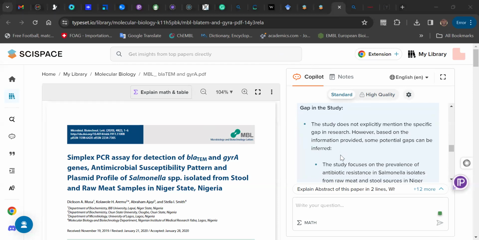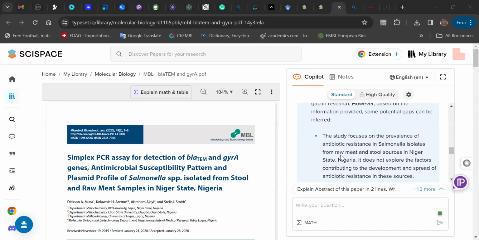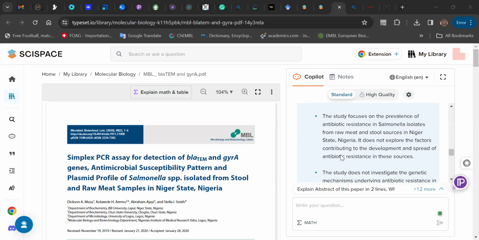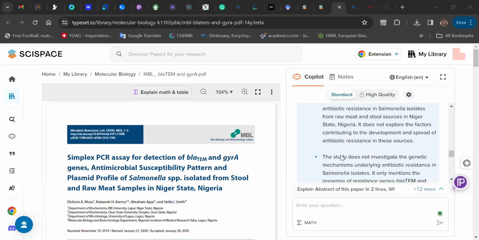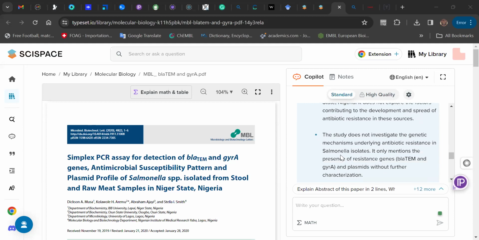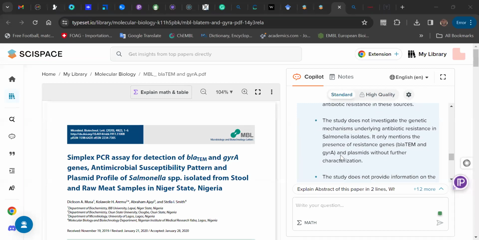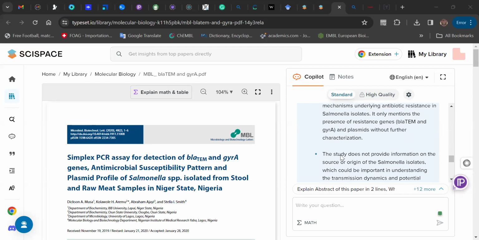Also, the study does not explicitly mention the specific gap in the research. However, based on the information provided, some potential gaps can be inferred. The study focuses on the prevalence of antibiotic resistance in Salmonella isolates from raw meat and stool sources in Niger State, Nigeria. It does not explore the factors contributing to the development and spread of antibiotic resistance in these sources. The study does not investigate the genetic mechanism underlying antibiotic resistance in Salmonella isolates. It only mentions the presence of resistant genes, blaTEM and gyrA, and plasmid without further characterization.